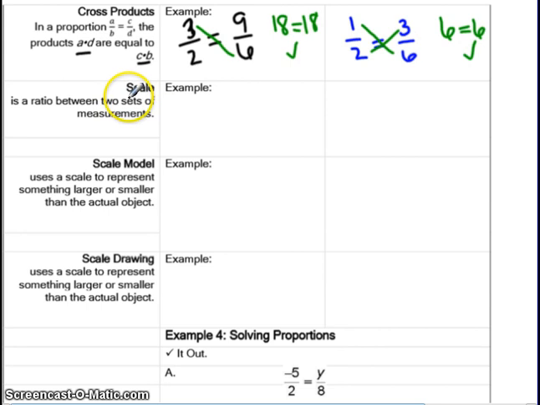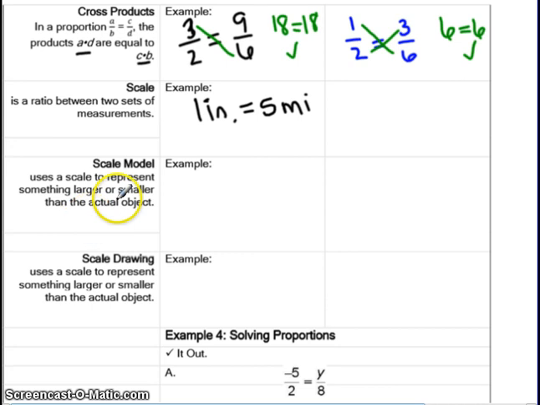A scale is a ratio between two sets of measurements. So for example, like if you're reading a map or something, you might see it like 1 inch equals 5 miles. Something like that, okay? It could be like a key on a map. A scale model uses a scale to represent something larger or smaller than the actual object.